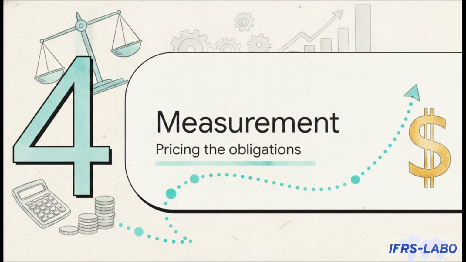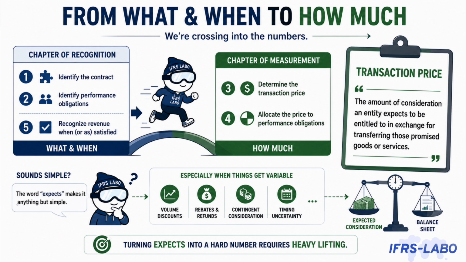Section 4, Steps 3 and 4. Measurement. Pricing the obligations. We are now leaving the what and when chapter of recognition and crossing over into the how much chapter. Let's pick up the pace a bit and talk about the numbers. To ground us, here is the official definition of the transaction price. It is the amount of consideration an entity expects to be entitled to in exchange for transferring those promised goods or services. It sounds super simple, but turning the word expects into a hard number on a balance sheet requires some heavy lifting, especially when things get variable.